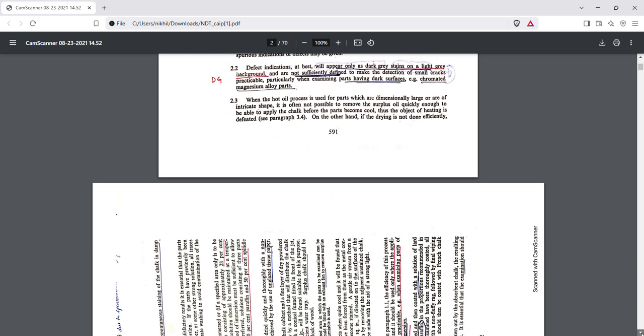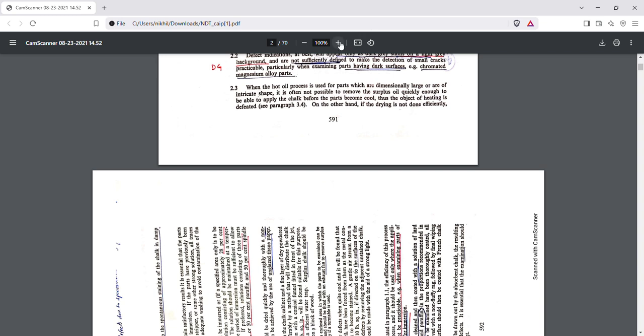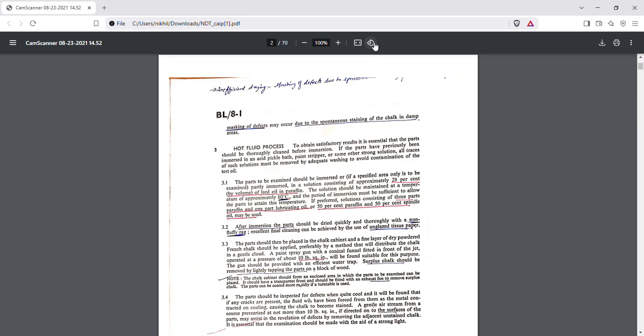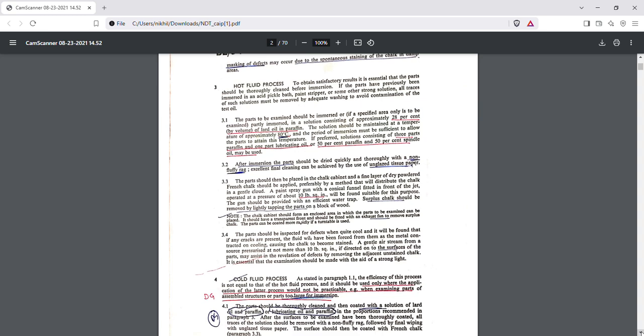So now we come to the next paragraph, but we know that this topic is more necessary for our daily examinations because it is so useful in aviation. So now we come to the second topic of NDT. NDT means non-destructive test. Masking of defects may occur due to spontaneous exchange of the chalk on damp areas.